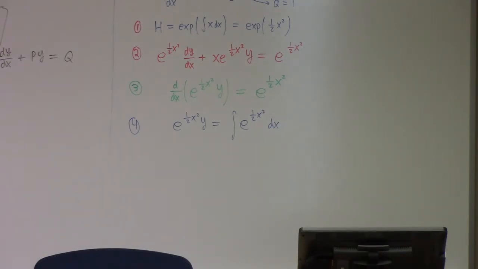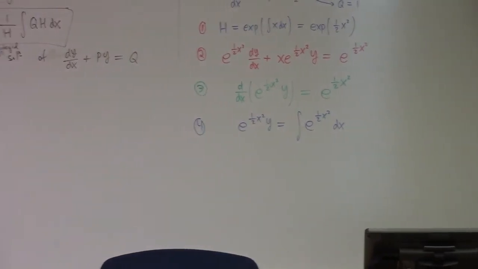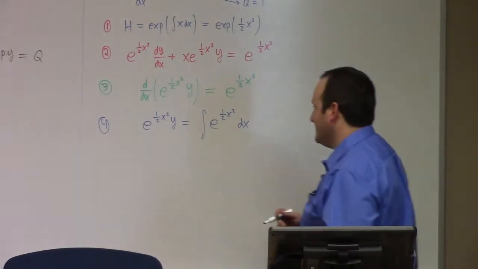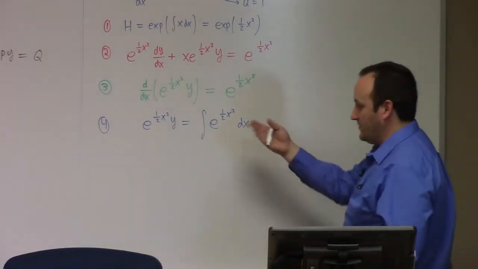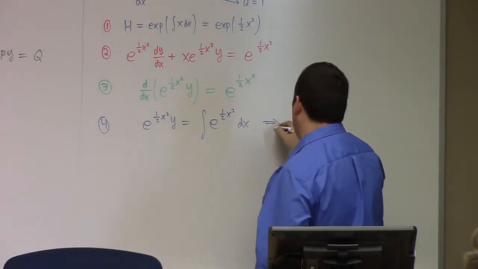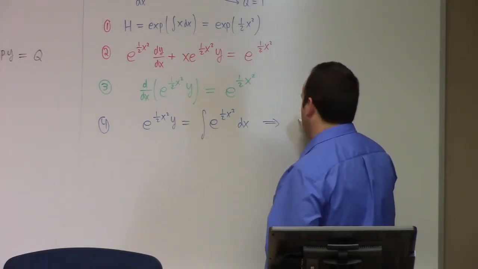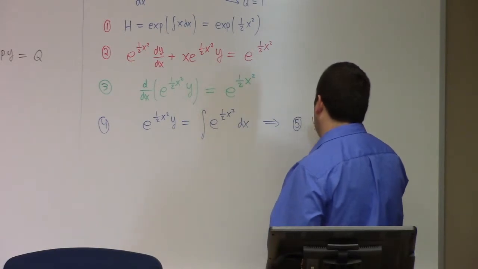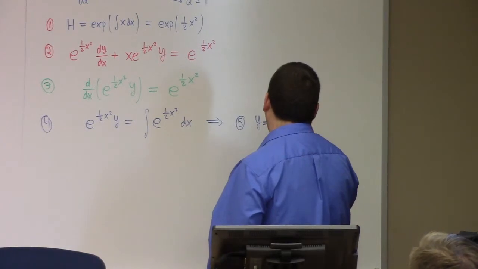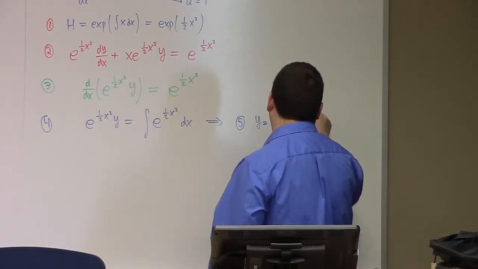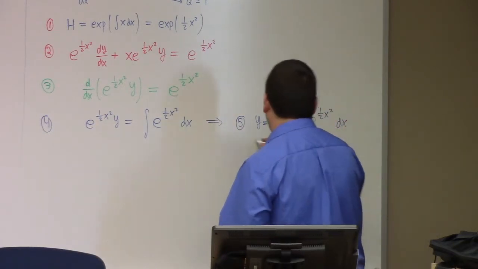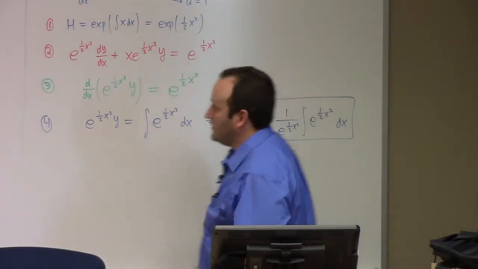Yeah, that's not an integral I can do. Well, I could do it with power series, which we'll get to in a few weeks, but at the moment there's no elementary way to integrate that. So there you have it. And then we solve for y to get the explicit solution. That's step 5. y is equal to 1 over e to the 1 half x squared, the integral of e to the 1 half x squared dx. And there you go. That is an integral solution to the given differential equation.